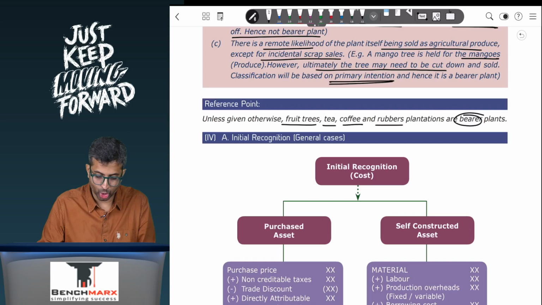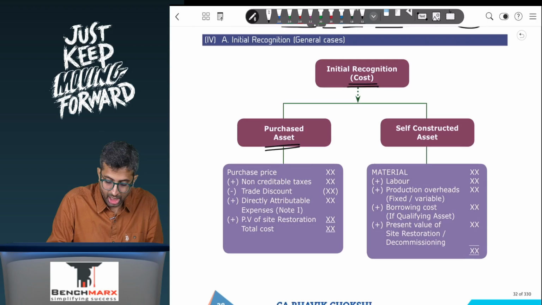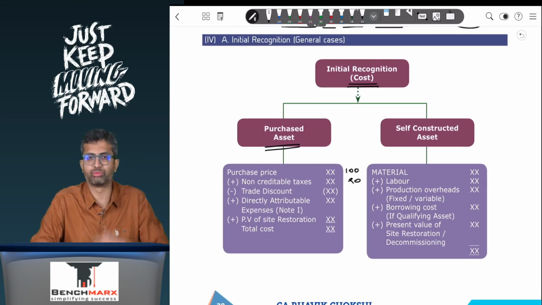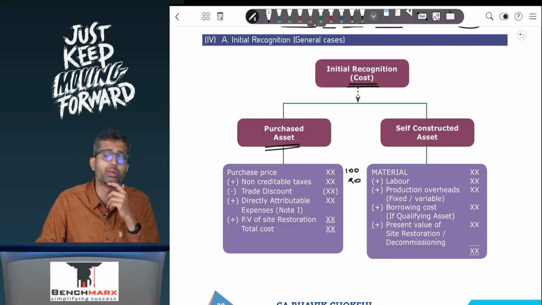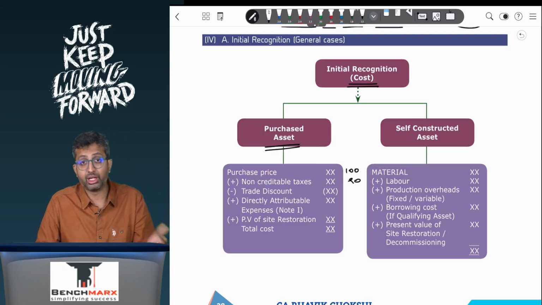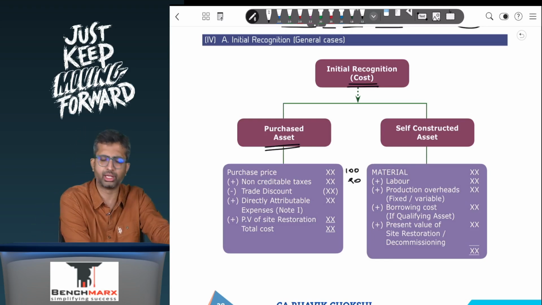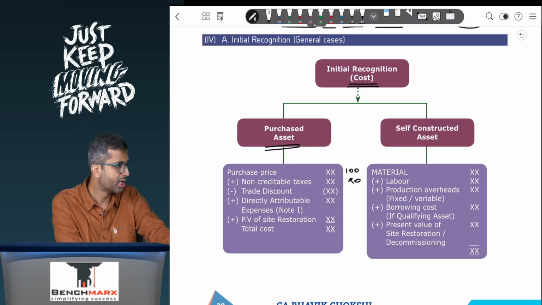Okay. So over here, when you look at initial recognition, as you rightly said, initial recognition of an asset should be at cost. For a purchased asset, you will say purchase price, for example, 100 rupees, plus non-creditable taxes, let's say non-creditable import duty, let us say 20 rupees, should be a part of the cost. Now, what do you think about discounts? Should discounts be deducted? Well, if it is trade discount, it should be deducted. If it is cash discount, it is usually taken to the P&L as per generally accepted practices.